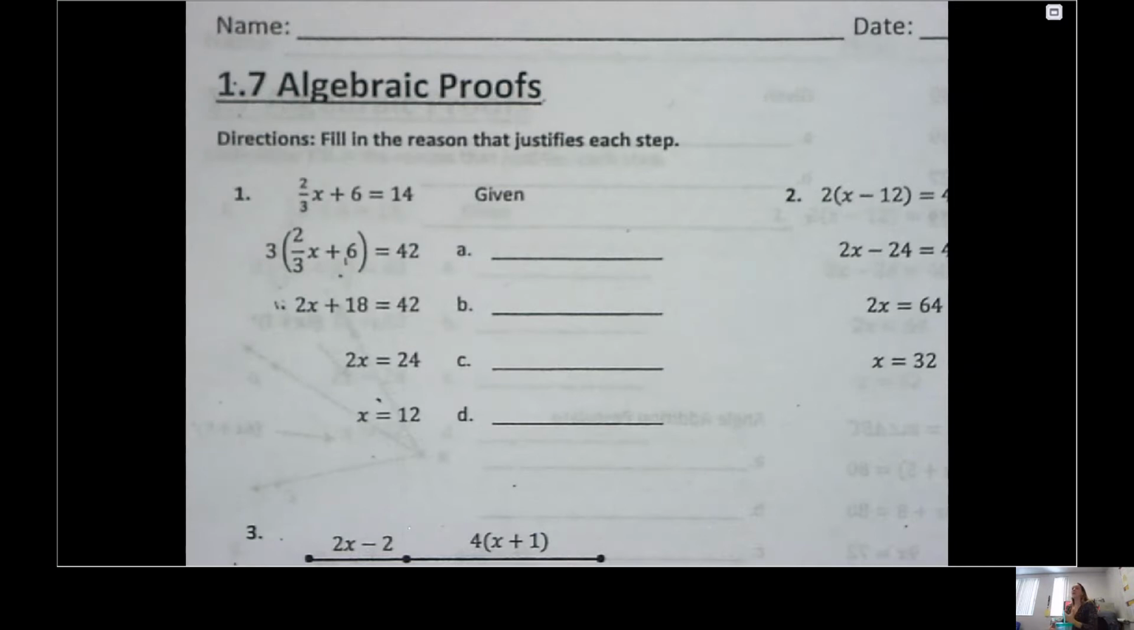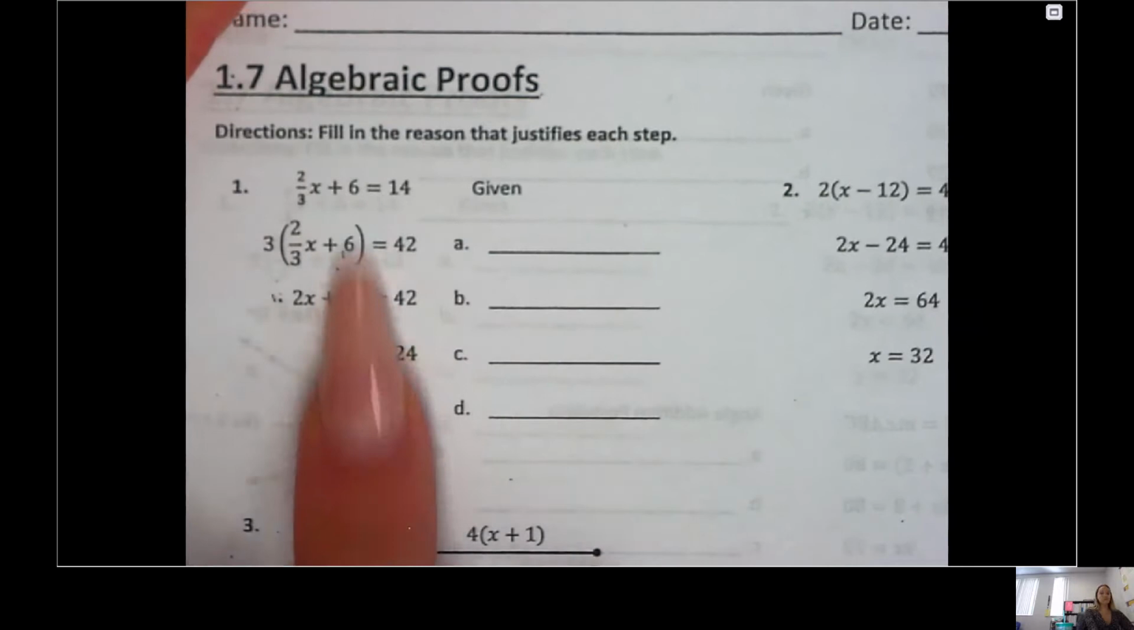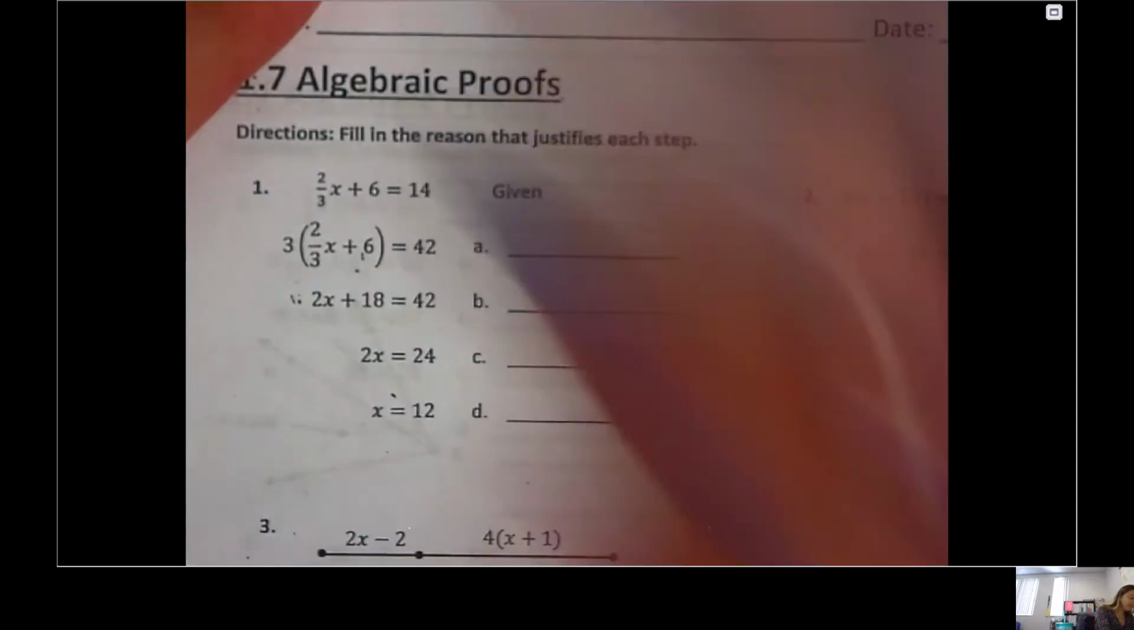We do the same thing in math. We make a statement, and we have to give a reason behind it, why we're doing what we're doing. Because you can't just do something and say, oh, that just works. You have to tell me why it works. That's what a proof is. It's just saying why the algebra works or why the equation works. That's all that it is. So on the left side here, these are called your statements.